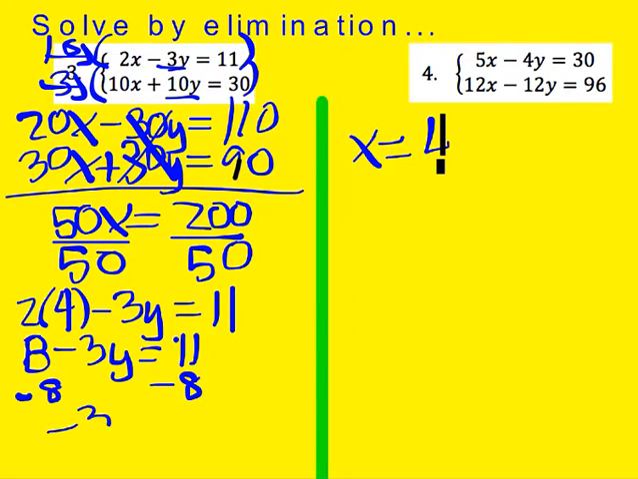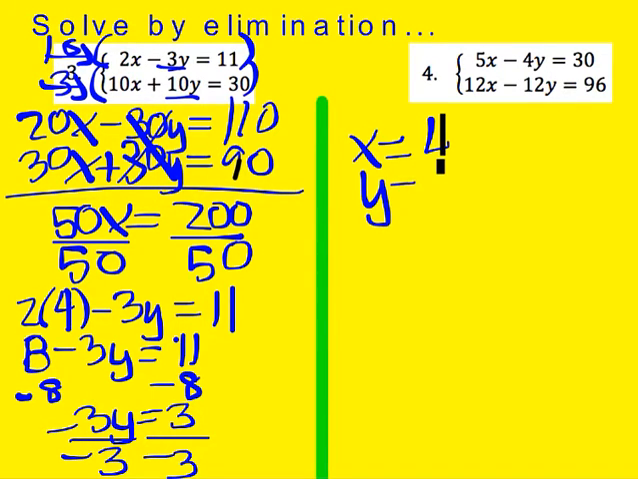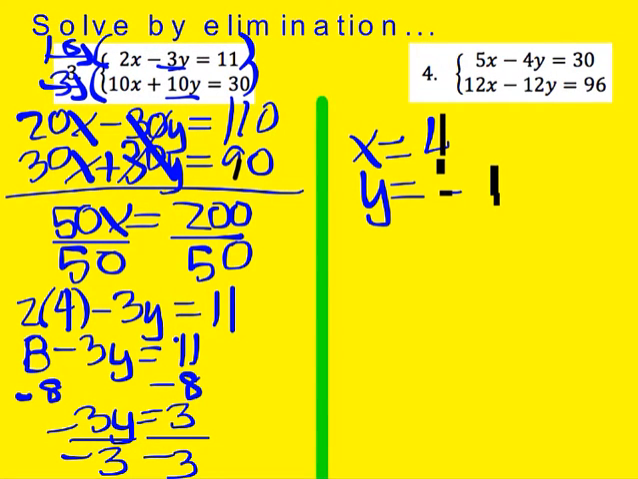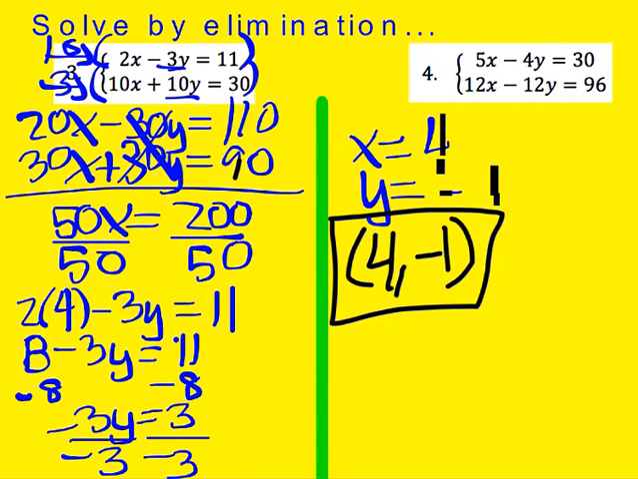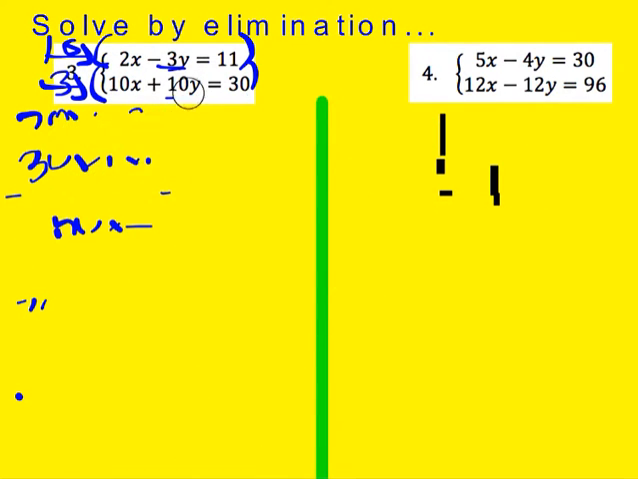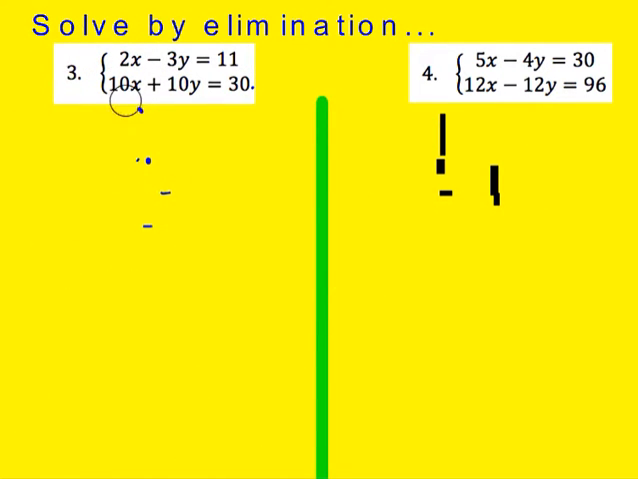So I get negative 3y is equal to 11 minus 8, which is 3. Divide both sides by negative 3, and over here I get that y is equal to negative 1. So then my point here is going to be (4, negative 1). So that's my answer for number 3. So let's go ahead and take a look at number 4.